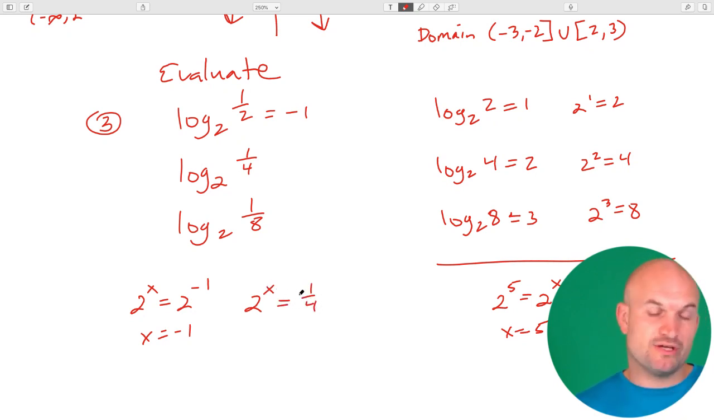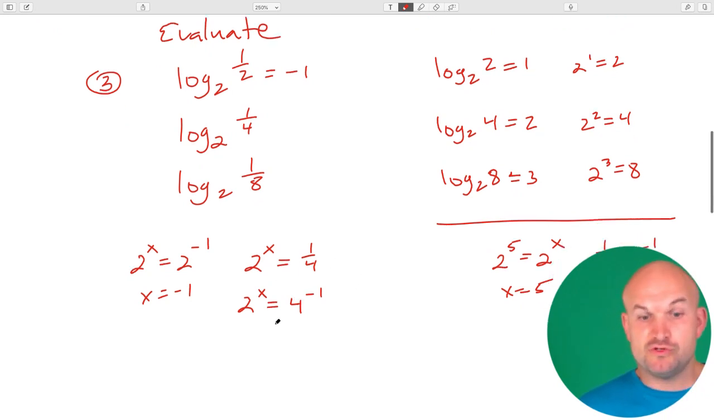Well, we recognize we can rewrite 1/4 with a negative exponent, right? 2 to the x equals 4 to the negative 1st. Okay, got that. But the problem is you can only use the property of equality when it's to the same base. So therefore, can we write 4 with a base 2? Of course, we can rewrite that as 2 squared, right? So 2 to the x equals 2 squared times -1.